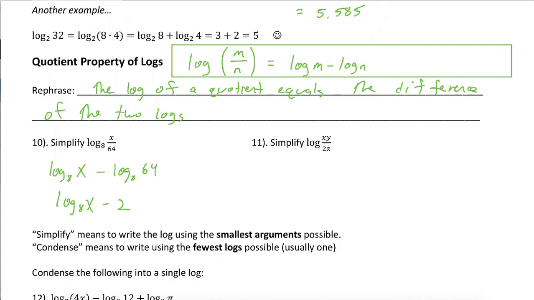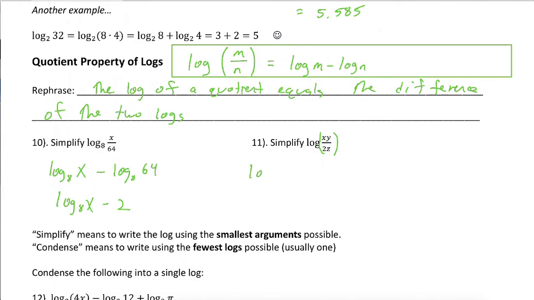A quick note about when you have a slightly more complicated argument, like in number 11, the log of xy over 2z. Well, there's products, there's quotients, there's a lot going on in here. What we'll do is break it apart one piece at a time. Log of xy over 2z. And I know there's no base there. We'll talk next class about what it means to write a log with no base. There is a base there. We'll talk about it next class.